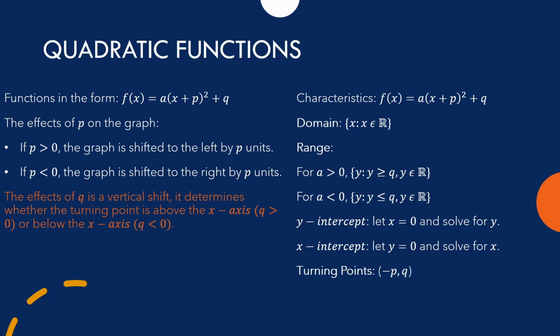The turning point is given by the coordinate, or the point, negative p, q. And the axis of symmetry is the line defined by x equals negative p. The axis of symmetry is where, if we cut the graph vertically, we get two identical halves.